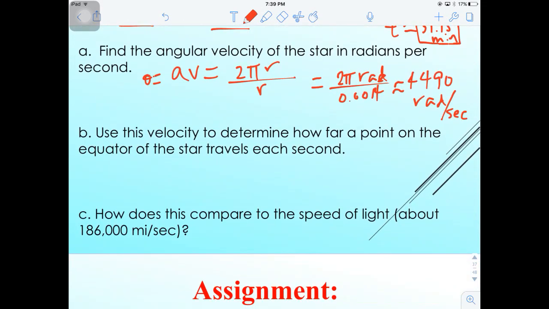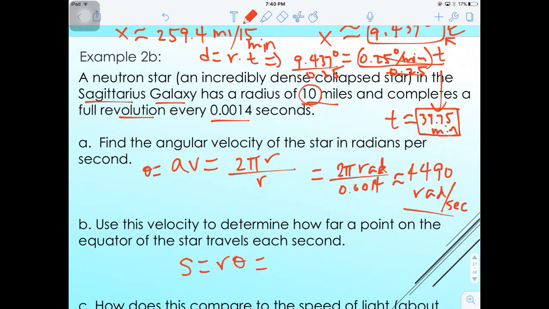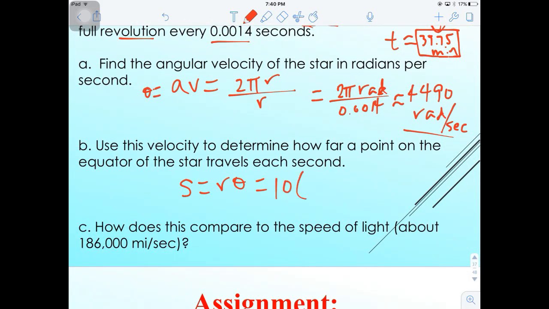Next, use this velocity to determine how far a point on the equator of the star travels each second. So to find out how far it travels, it involves the arc length. So S equals R theta. And theta, again, is what we just found right here. The radius is actually given on top, 10 miles. So we're going to multiply 10 times theta, 4490. And that's going to give us approximately 45,000 miles.